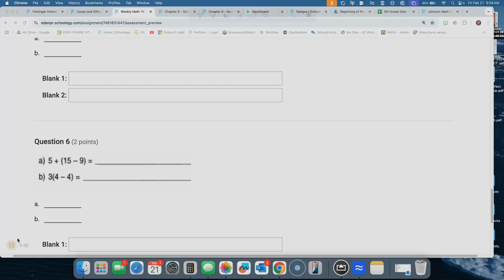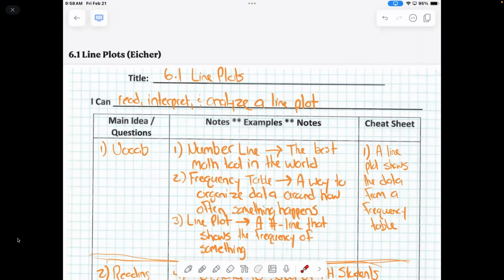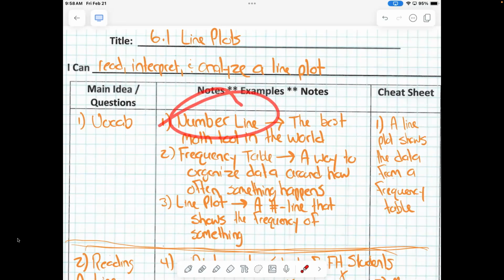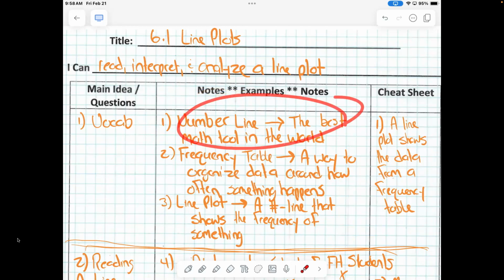Good morning. Today we are going to talk about line plots. Can you read a line plot? Can you understand what a line plot is trying to tell you? Sweet. A line plot is made using what? A number line. Do we like number lines? I don't know if you do, but I love number lines.